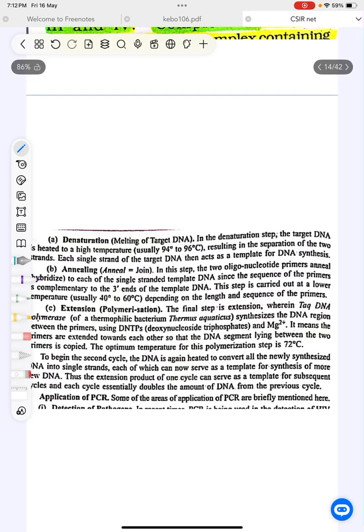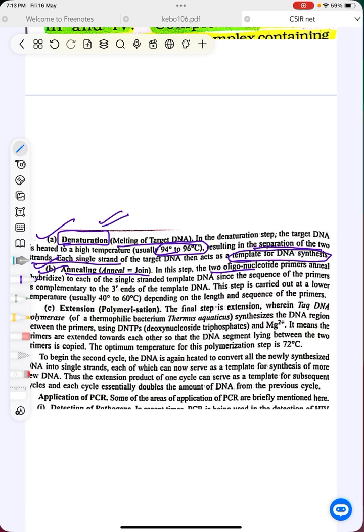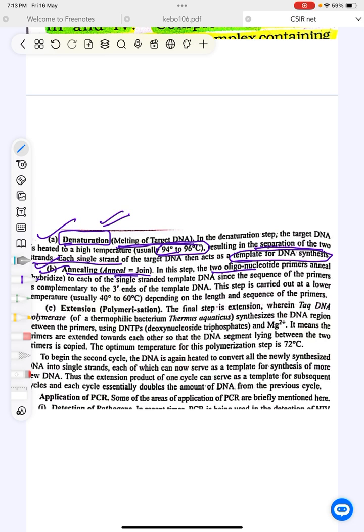This is basically the procedure. First is denaturation, basically melting of target DNA at 94-96 degrees, and separation of the two strands will occur. Then we add the template for DNA synthesis. Then is annealing. What is annealing? Joining. First is denaturation, melting of target DNA, then joining at 40-60 degrees, then extension, polymerization.